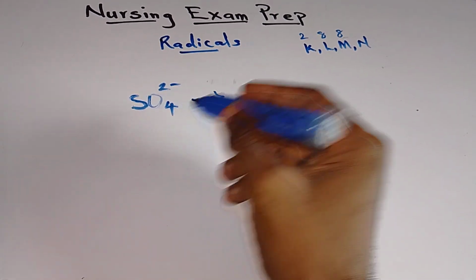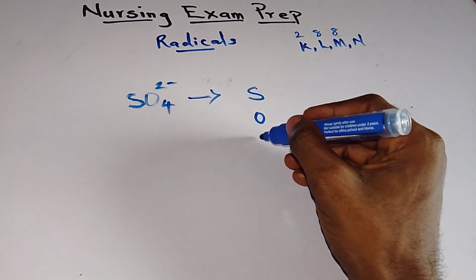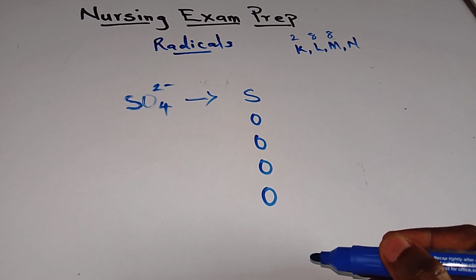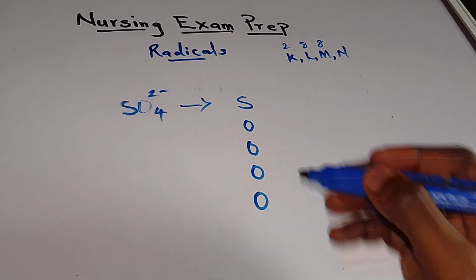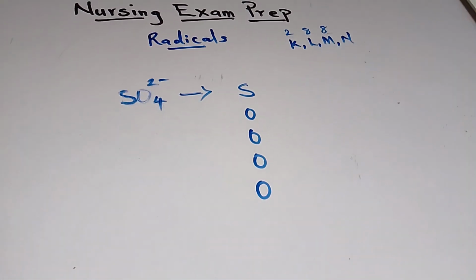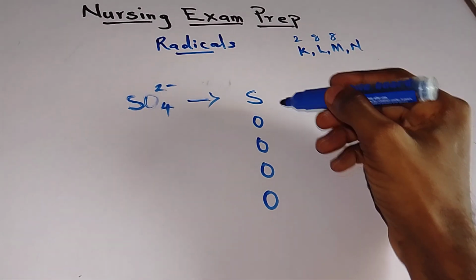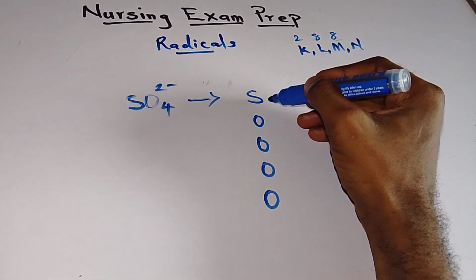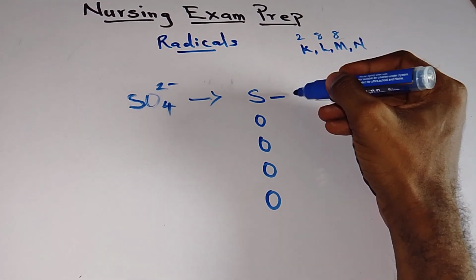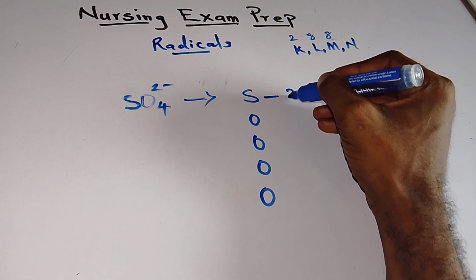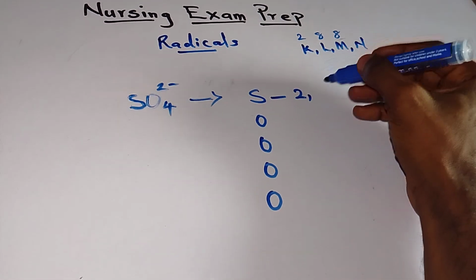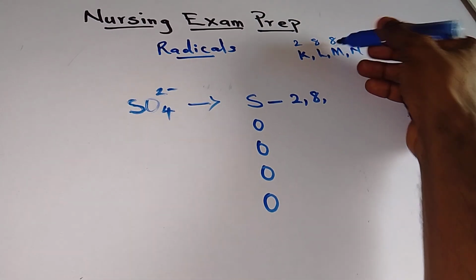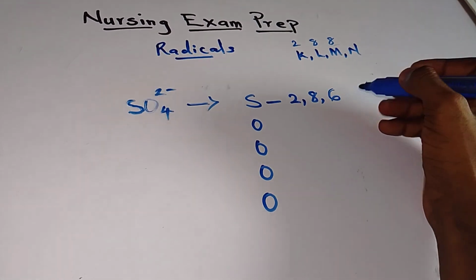We have how many oxygen here? We have 4 oxygen, so we display our oxygen like this. Okay, I hope that is simple. So now what's the atomic number of sulfur here? Sulfur is 16. So we are going to configure this sulfur by putting 2 on the K shell, 8 on the L shell. Now we'll be left with 6. So we take that 6 to the M shell.